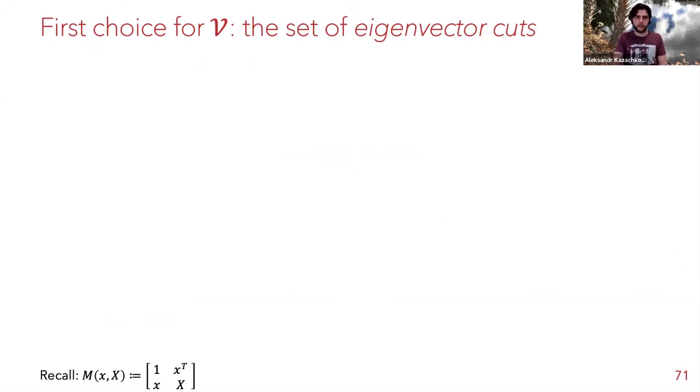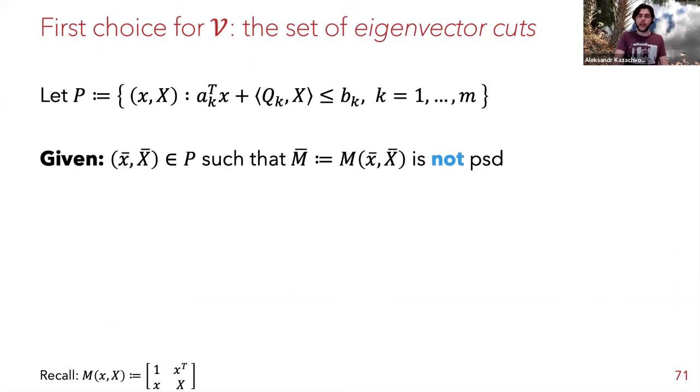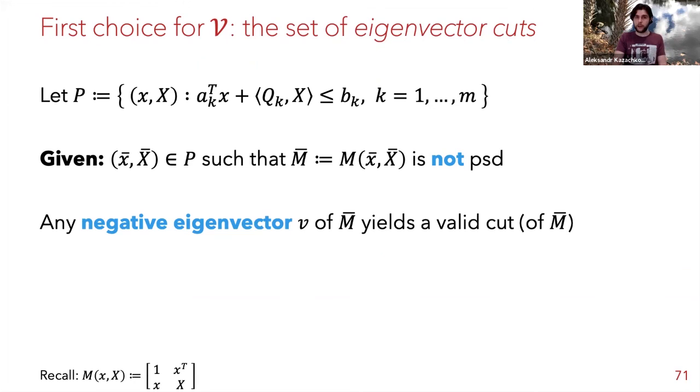of eigenvector cuts. Let's say you have your P, which is just the first part of the optimization problem on the previous slide, without those extra constraints related to PSD-ness. If you're given a solution little x, big X to P, such that the matrix M bar is not PSD, then there exists a negative eigenvector to M bar, and that can produce a valid cut. Specifically, if you require v transpose M v to be non-negative, where v is the negative eigenvector, that will cut away M bar.